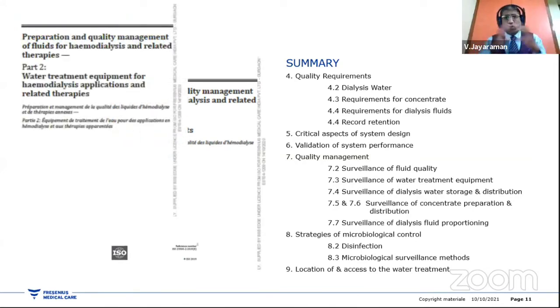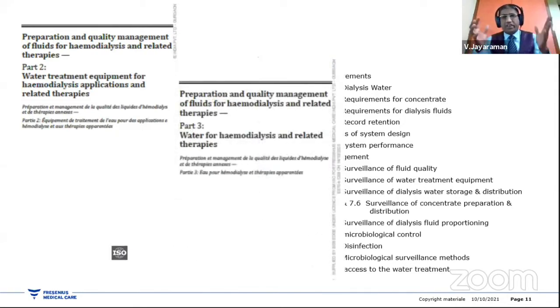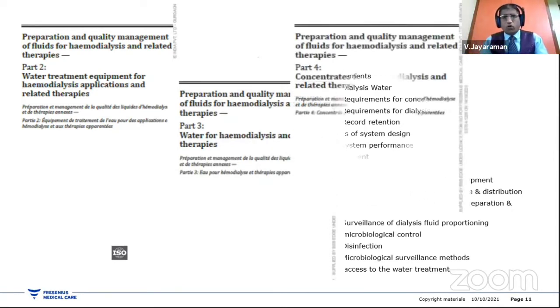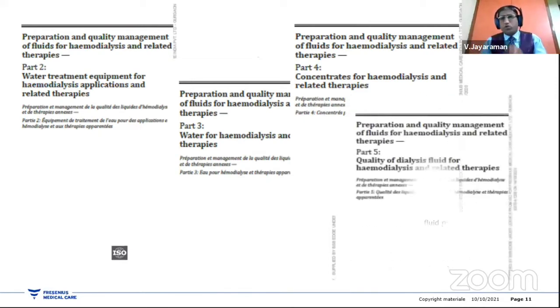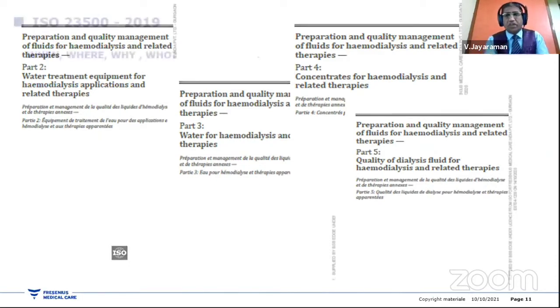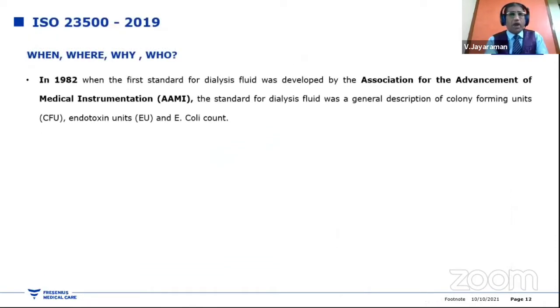So Part 2 is more about the ISO 23500. It's for the water treatment equipment. Part 3 is the water that comes out of those equipments. It has to reach certain standards. One of the slides will talk on that. Part 4 is more on the dry powder or the aqueous form, matching the medical grade formula. Part 5 purely talks about what comes after the endotoxin retention filter. What comes out is the ultra pure dialysis fluid, which is CFU less than 0.1, and endotoxin is 0.03 per ml. Where, when, why, and who.